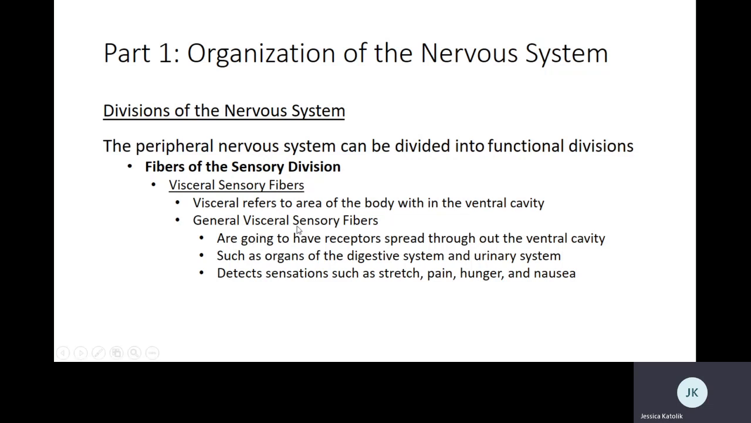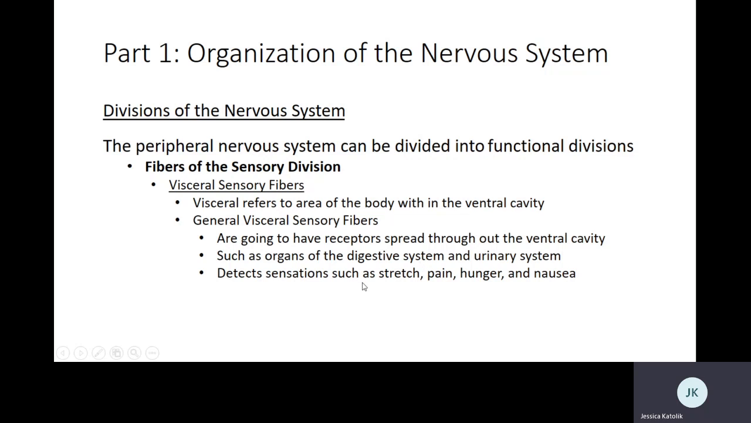General visceral sensory fibers are going to be spread throughout the ventral cavity, and they go to organs such as the digestive system and the urinary system. And it will detect things such as stretch, pain, hunger, and nausea.